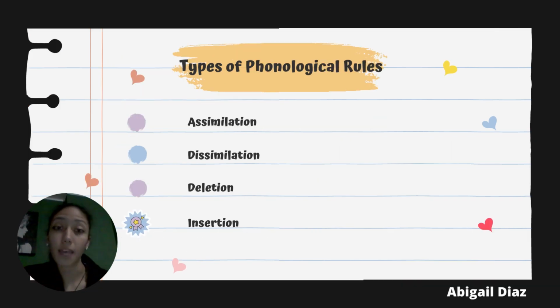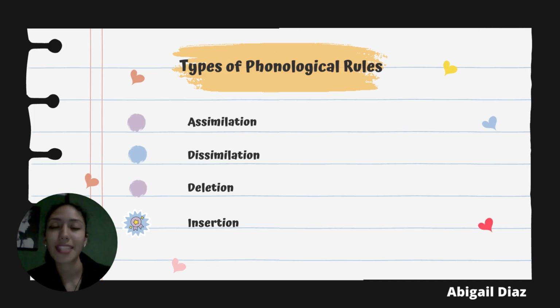Now we have types of phonological rules. Phonological rules can be understood through the following phonological processes. First, we have assimilation. It refers to all adaptive modifications of a segment in a chain of segments by a neighboring segment. Assimilation is a process whereby one sound causes an adjacent sound to be more similar to itself.